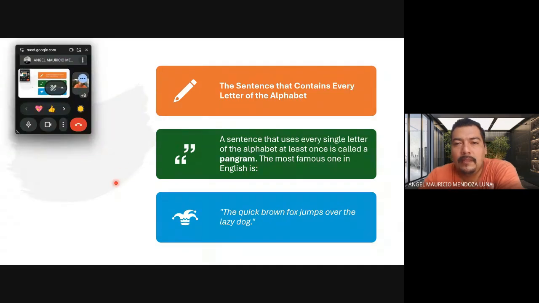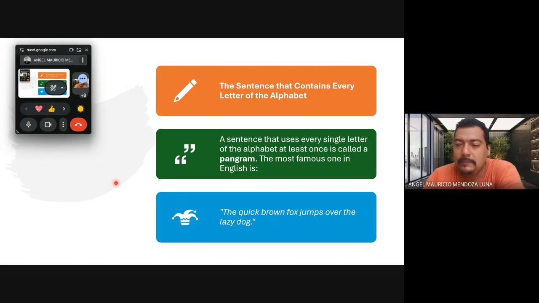Fact number two says the sentence that contains every letter of the alphabet, right? A sentence that uses every single letter of the alphabet at least once is called a pangram. The most famous one in English is "the quick brown fox jumps over the lazy dog." This sentence, friends, if you take a moment to analyze it, you notice that it contains all the letters from the alphabet, right? That's fact number two.